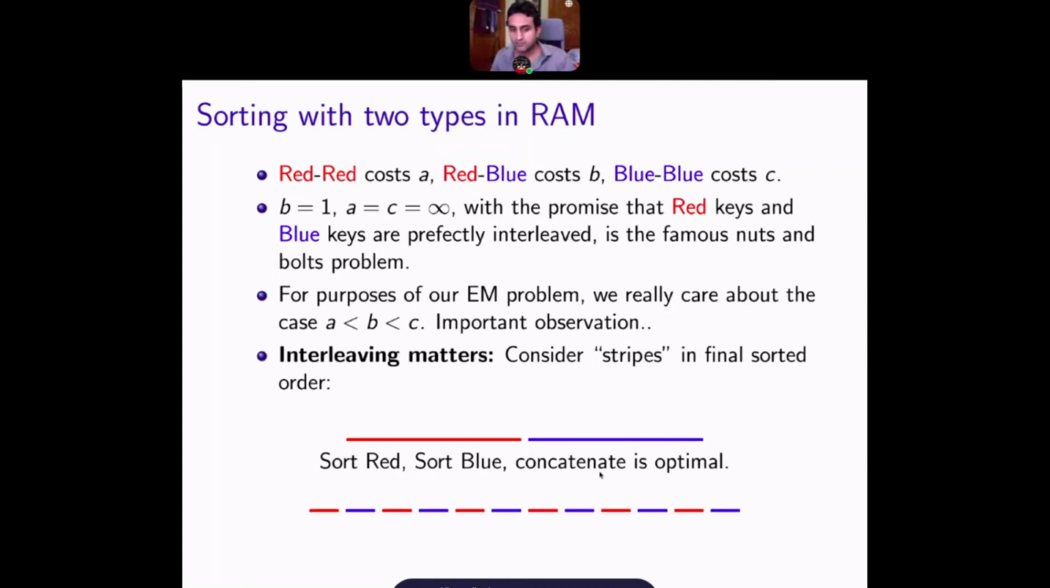On the other hand, if this is your final sorted order, so you have some red keys, blue keys, red keys, blue keys, then it turns out that the best thing to do if A is less than B is less than C is you sort the red keys, then you solve a batch predecessor problem. So you search for the blue keys in the set of red keys, and then you sort the blue stripes that you obtain. So in this setting, this is the kind of algorithm that is optimal. And here it naturally shows how the batch predecessor problem appears sort of embedded inside the sorting problem.